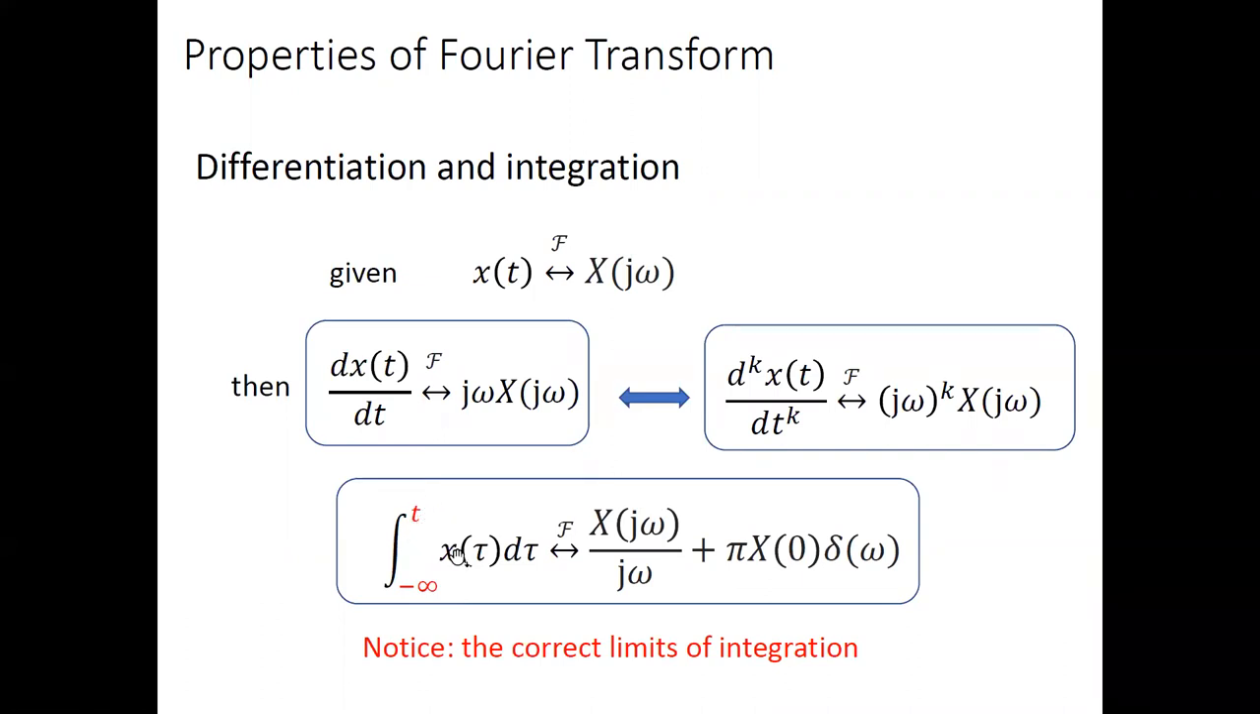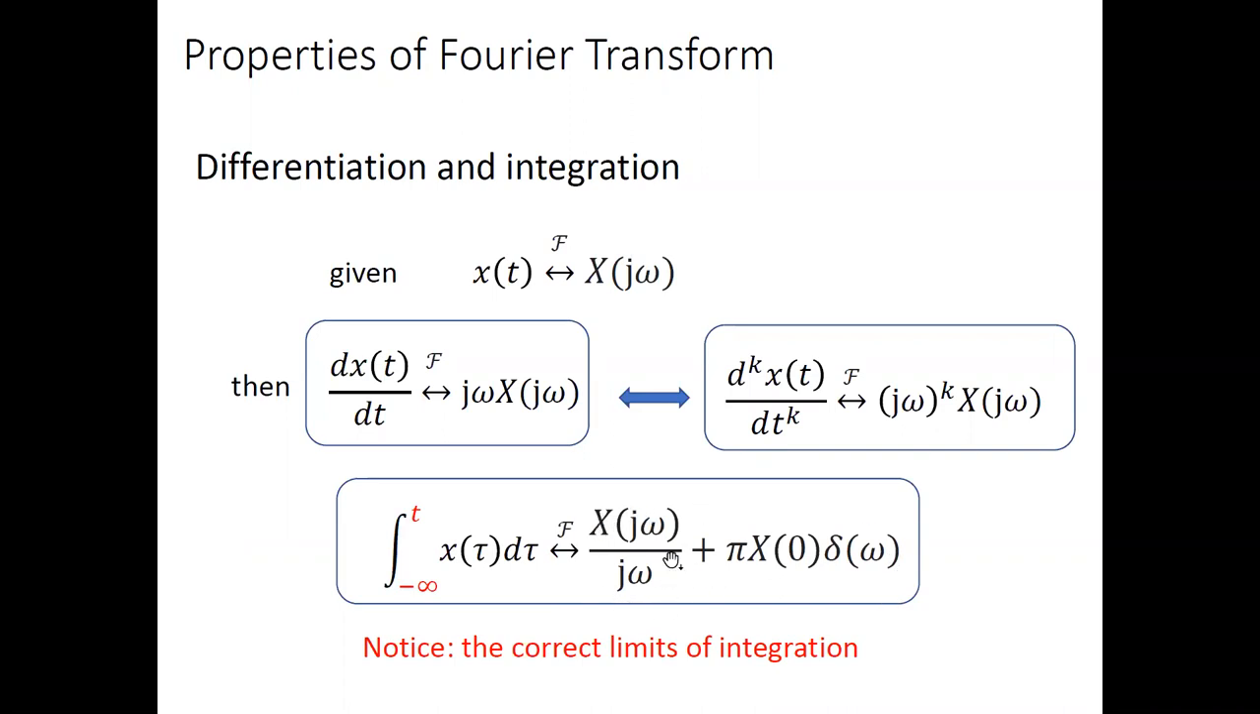So after taking this integration, τ does not impact the result. And the result is a function of t only, relying on the upper bound t of the integration. So the left-hand side is a time signal. It's also a signal over time t. For that signal, the Fourier transform is this.